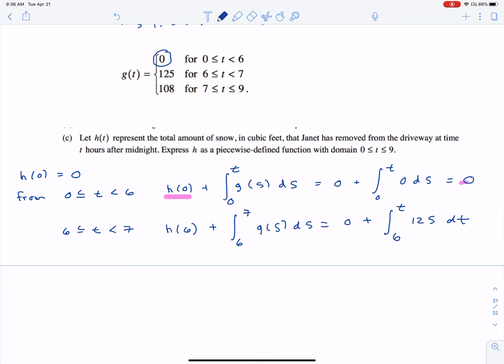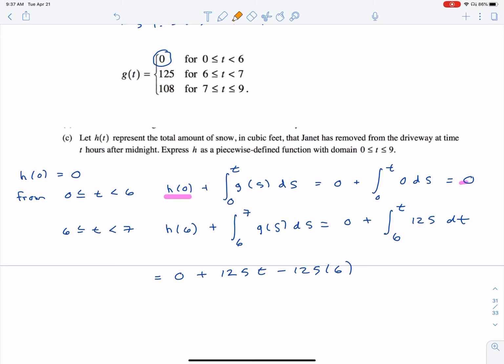So this is going to be equal to h of 6, which is 0, plus 125, and that's going to be actually 125 t minus 125 times 6. Okay? Before we continue, I'm going to do two things. I'm going to start taking care of my inequalities because they're not quite right. And then let's talk about the second one really quickly. I'm going to highlight this whole piece to make sure that's understood. Because if you understand that line, all the other lines should probably make sense.